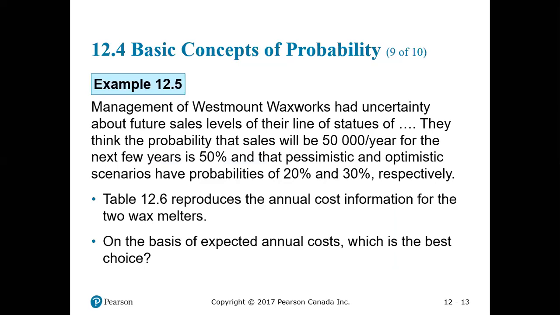So another example, management of Westmount Waxwork has uncertainty about future sales level of their line of statues. This is the question we're working on from last week. They think that the probability that sales will be 50,000 per year for the next few years is 50%, and that pessimistic and optimistic scenarios have probabilities of 20% and 30% respectively. So table 12 reproduces the annual cost information for the two wax melters. On the basis of expected annual cost, which is the best choice?